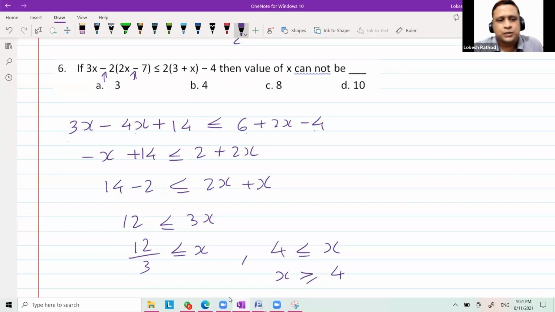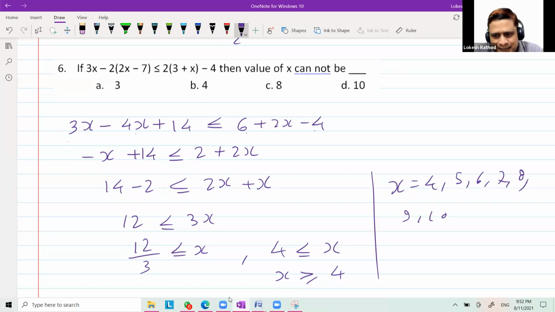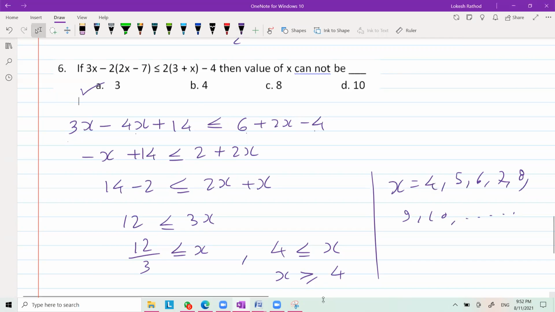Okay. So the option is like this. Which of the following values of x cannot be. Value of x cannot be which number? X can be 4. X can be 4, 5, 6, 7, 8, 9, 10, and so on. All the numbers. But it cannot be less than 4. All right. Value of x cannot be less than 4. So value of x cannot be 3. X can be any number which is greater than or equal to 4. Are you getting this? Right? Value of x cannot be 3. Yes. That is the thing.